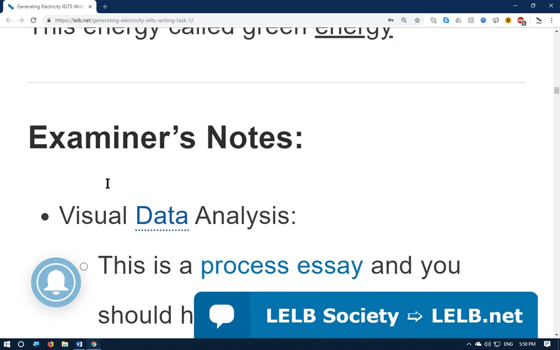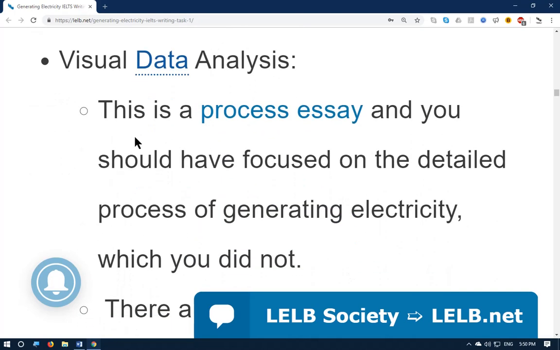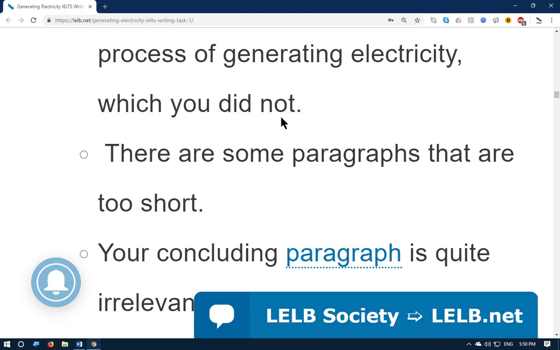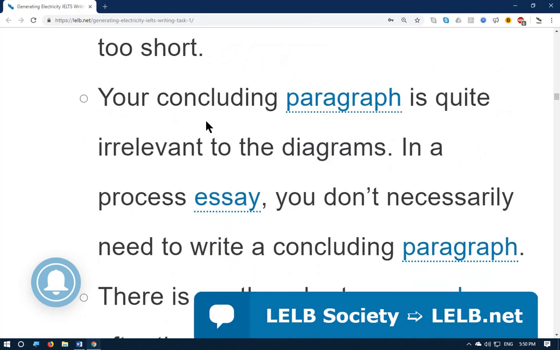Okay, here are some explanations provided by me. Visual data. This is a process essay, and you should have focused on the detailed process of generating electricity, which you didn't. So the essayist didn't explain about or elaborate on the lengthy and detailed process of generating electricity. There are some paragraphs that are too short, as I said, and your concluding paragraph is quite irrelevant to the diagrams.